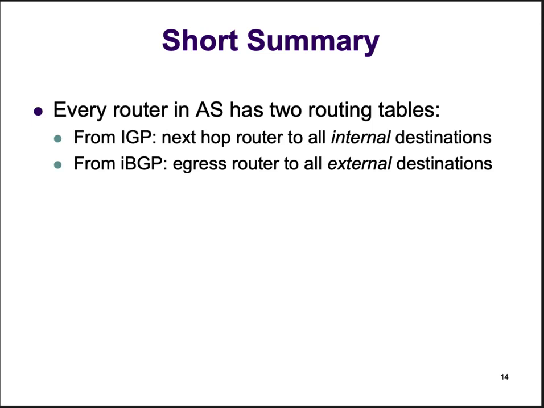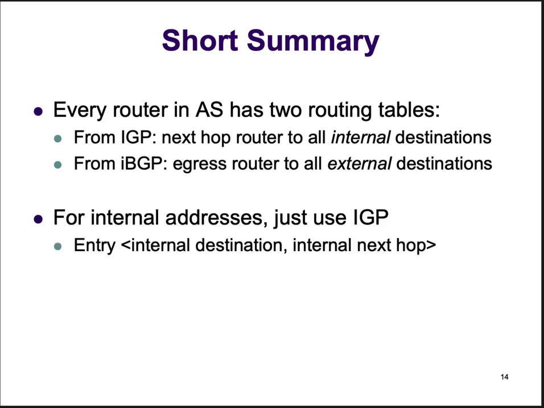So every router in an AS has two routing tables. Conceptually, this is how we think about it. One is from the IGP, from running an intra-domain protocol. I have a table that tells me what my next hop is to all my internal destinations. From IBGP, what I learned is which border router, or which egress router, I should use to get to any destination prefix not in my domain. So that's like my next hop, in some sense, is my border router in this case.